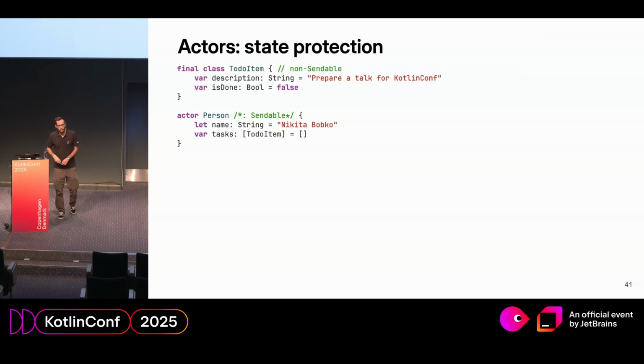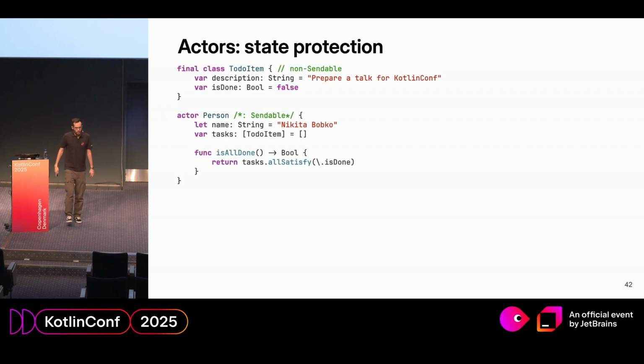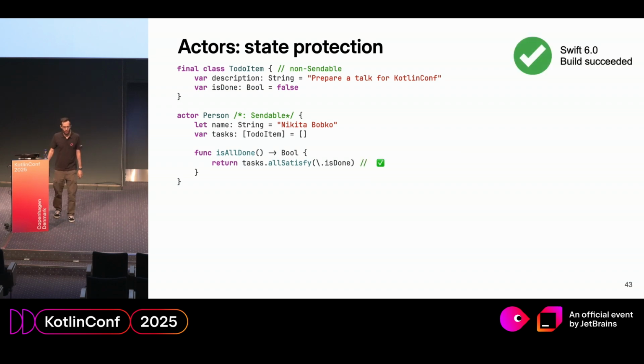So we complicate our example a bit. Now we have mutable state inside of an actor, made of mutable objects. And we will see how actors protect the internal state that they isolate. If we declare a function inside of an actor, that function is executed on that very same single thread. That's why it's safe to access the internal state of the actor. And that code is perfectly fine.